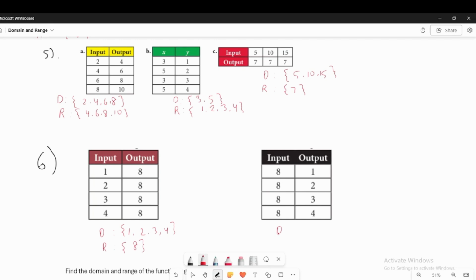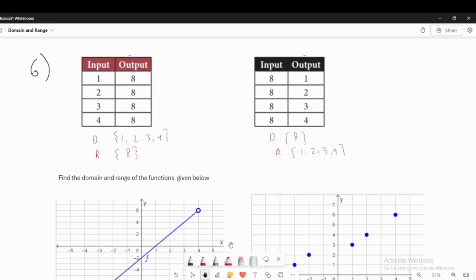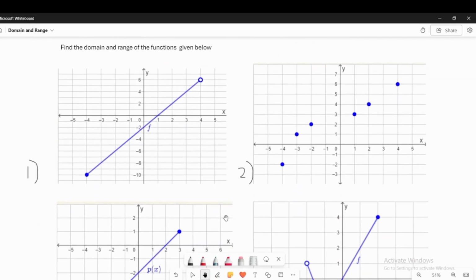And in this example, we have 8 as our domain, and range is 1, 2, 3, and 4. So now we have learned how to find the domain and range of any relation or function. Now we are going to see how to do it graphically. Here all the graphs that are given to you are of functions, and we have to identify what would be the domain and range here.